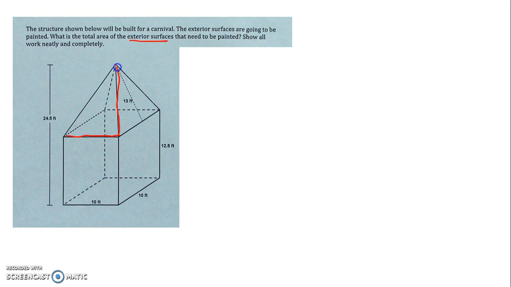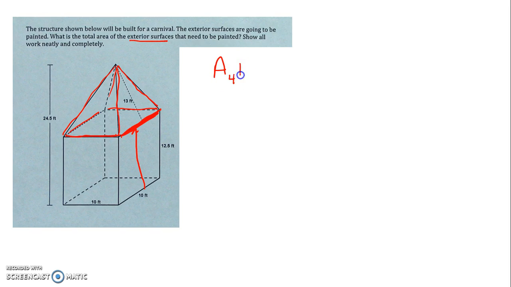1, 2, 3, 4 triangles up top. So let's take a look. The base of each of those triangles, if I slid up this 10 foot, would be 10, and the height would be, it looks like 13. So it looks like 10 by 13 will be these triangles.